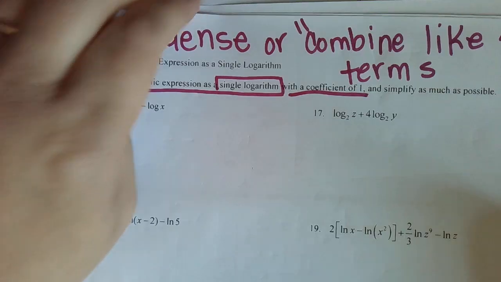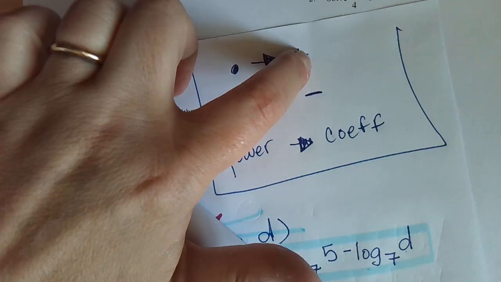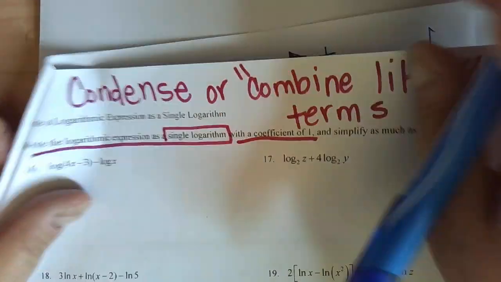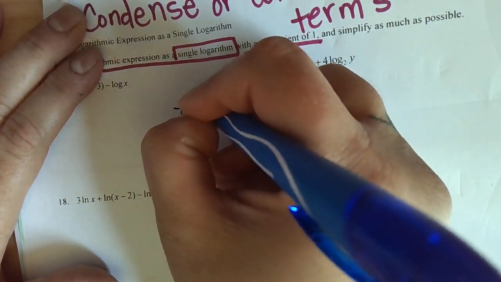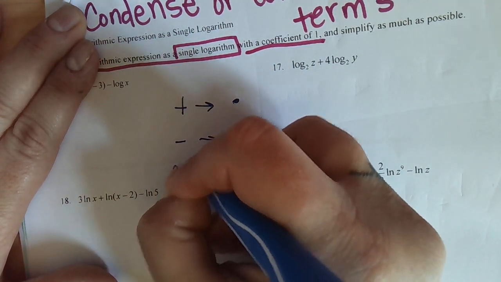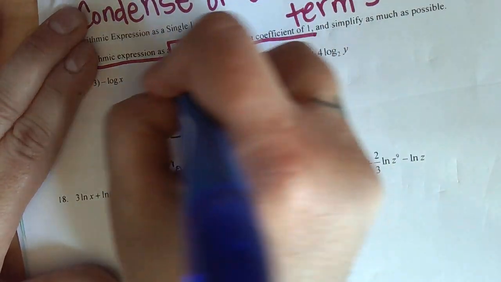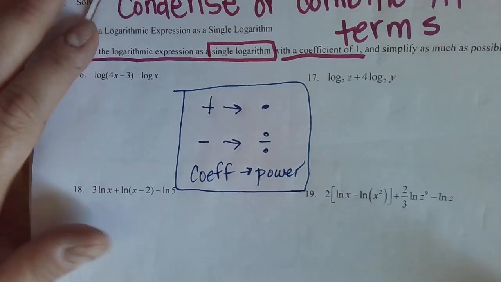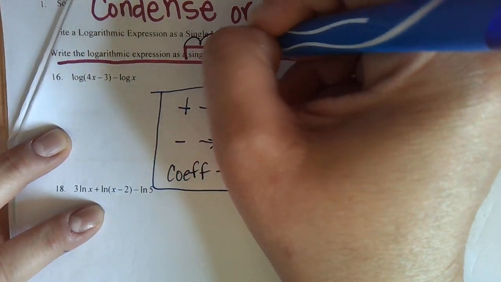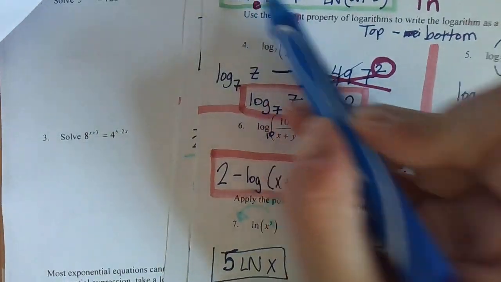All right. So when we condense, we go backwards of these rules. So instead of going from multiply to plus, we go backwards. For condensing, we go from plus to multiply, minus to division, coefficient to up in the air as a power. And our answer only has a single logarithm. So every single answer will only have one log. It will not have logs sprinkled throughout your answers.